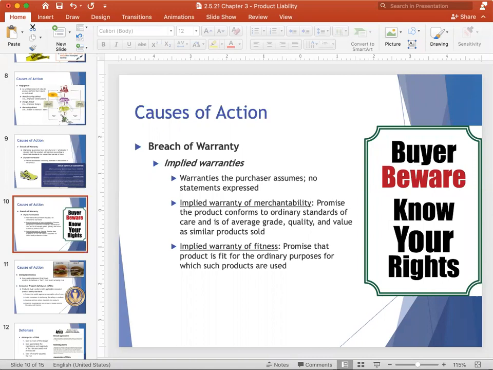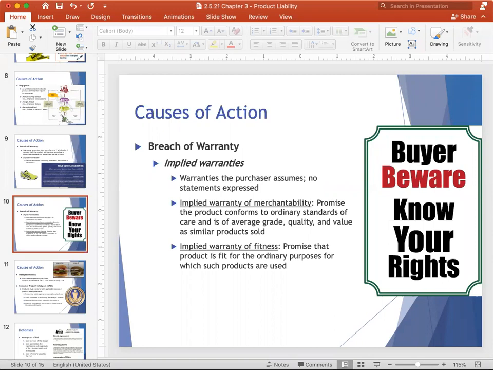And so there are two different categories of implied warranties. There's implied warranty of merchantability and there's implied warranty of fitness. Once again, these are assumptions that a buyer makes when purchasing a product. Now, the implied warranty of merchantability is all about the quality of the product. And this is a presumption that the product is of average grade, quality, value, that it's similar to other products that are sold in the marketplace under similar circumstances. So it is of good average quality.